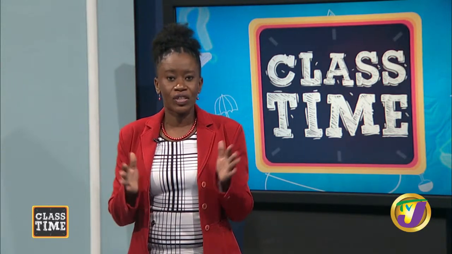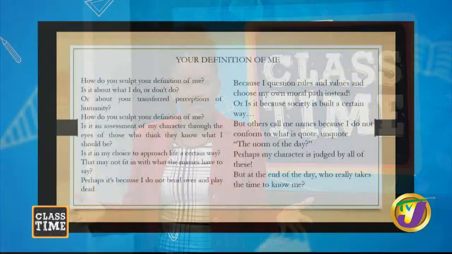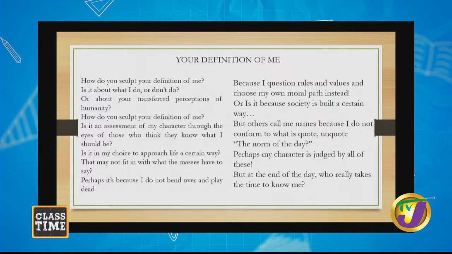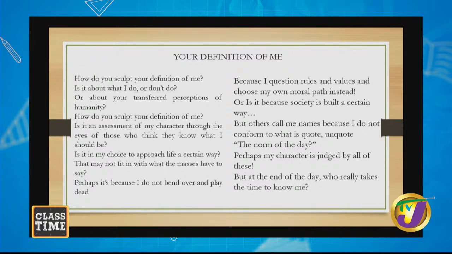The title is Your Definition of Me. How do you sculpt your definition of me? Is it about what I do or don't do, or about your transferred perception of humanity? How do you sculpt your definition of me? Is it an assessment of my character through the eyes of those who think they know what I should be? Is it in my choice to approach life a certain way that may not fit in with what the masses have to say? Perhaps it's because I do not bend over and play dead, because I question rules and values and choose my own moral path instead. Or is it because society is built a certain way, but others call me names because I do not conform to the quote-unquote norm of the day. Perhaps my character is judged by all of these, but at the end of the day, who really takes the time to know me?